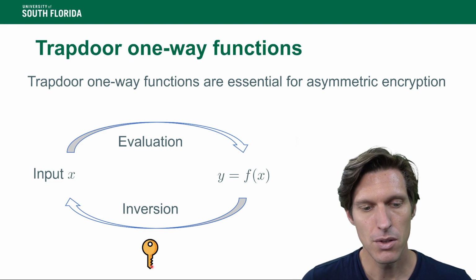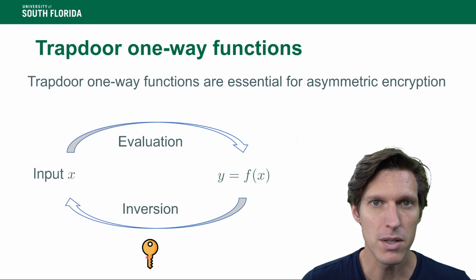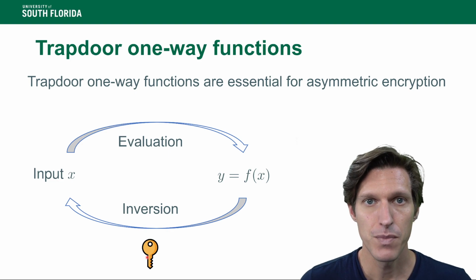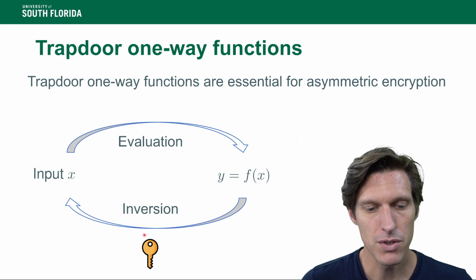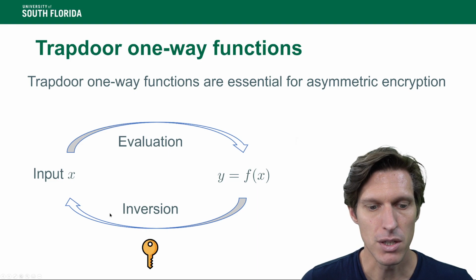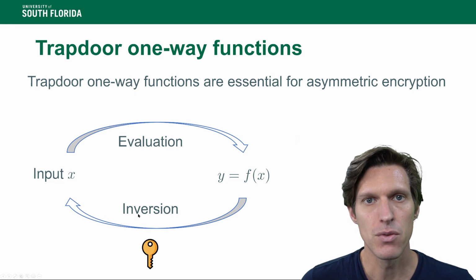That's really the trapdoor here. By the way, it's been noted that it's a strange terminology, because a trapdoor usually has a negative connotation, since it's something you fall into. But really here, the trapdoor is to be thought of as a positive thing, because with the trapdoor, inversion becomes easy, or at least easy comparatively with the evaluation. But without it, inversion would be very hard.